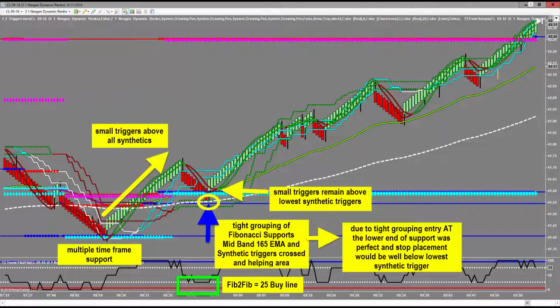So again, putting the rules together: market starting a move from multiple time frame support, breaking resistance, small triggers above our synthetics, pulling back into the area for a long, and looking to the next Fibonacci resistance as our profit target. This is the perfect trend trade to the long side, using Fibonacci support, all of our trigger lines, and using Fibonacci resistance as the ultimate target for this trade.